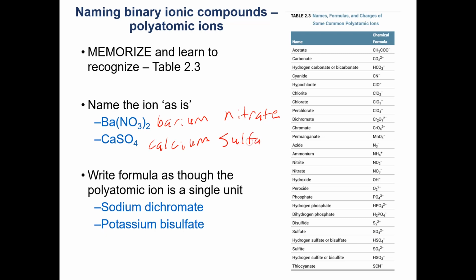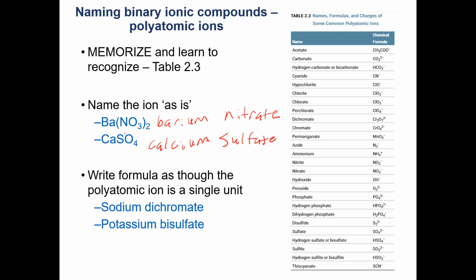Now another thing to notice is when these are part of a compound, the charges are not written there. If you're writing the ion by itself, you write the charges. But if you're writing it as part of a compound, it should not have a charge on it, because the charges on these compounds should add to 0.